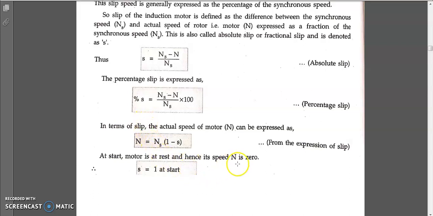We know that speed is equal to 0 during standstill. During start, we know that the speed is initially 0. If n is equal to 0, if I substitute that n is equal to 0 over here, you can see that it will be ns minus 0 by ns. So ns gets cancelled. So slip will be equal to 1. Okay, slip is equal to 1. So that's why we say that during standstill, slip value is always equal to 1.